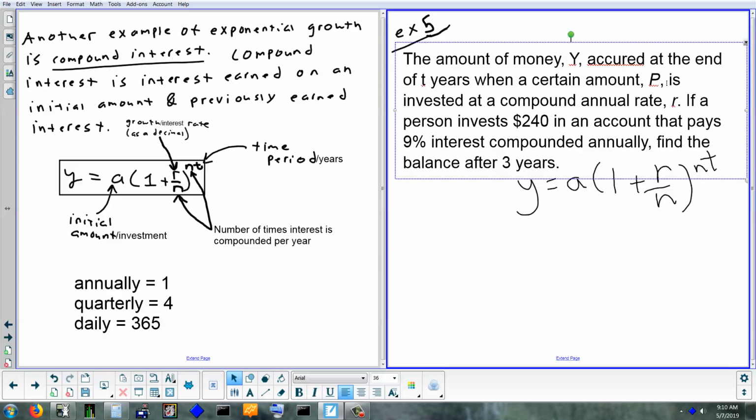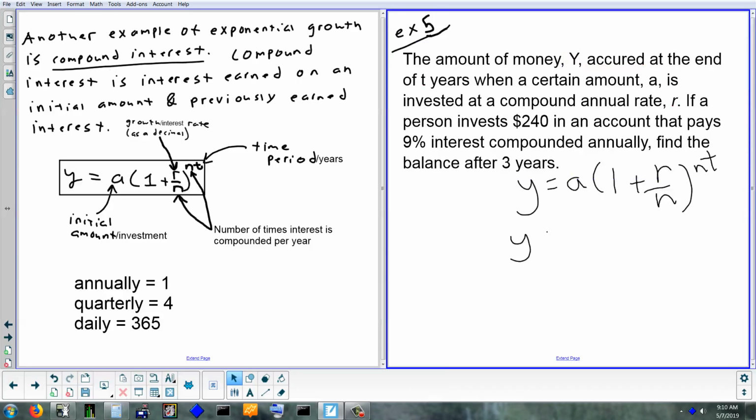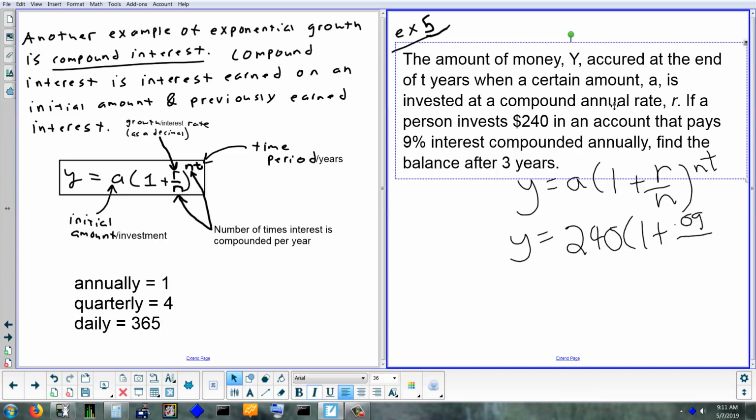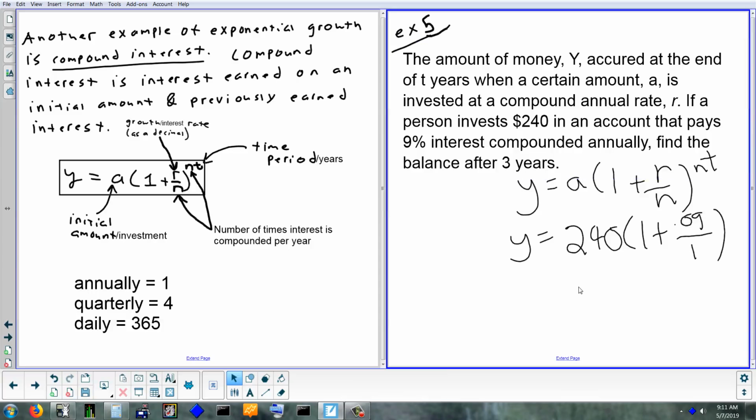Okay, guys, I'm going to go through this one super quick. We can do another one tomorrow too. So y equals my A, always my biggest number. I start with 240, parentheses, 1 plus my rate, which is 0.09, over N, the number of times a year. It's annually, so how many times a year? Once. And then NT: number of times, 1, times years, 3.